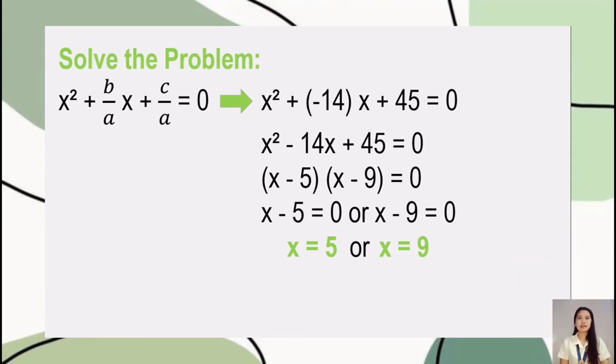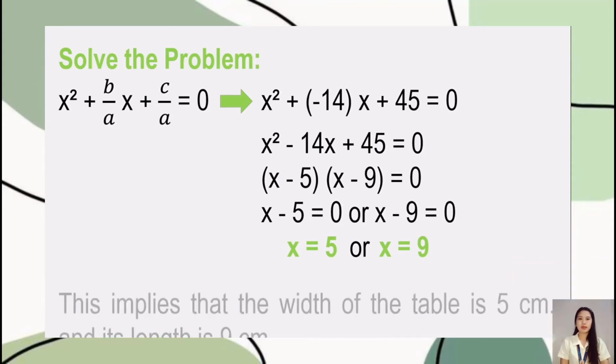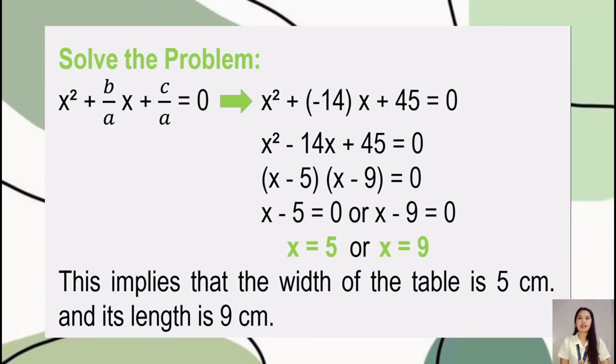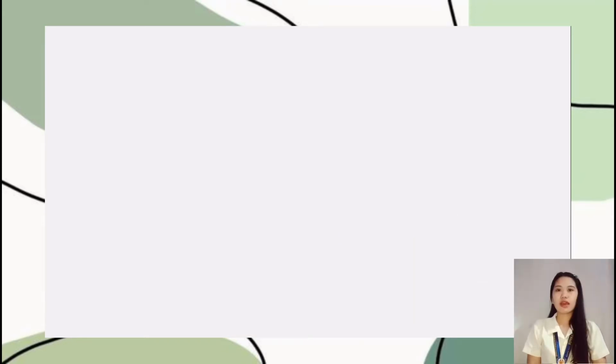So this implies that the width of the frame is 5 cm and its length is 9 cm. Now, how can we know that the length is 9 cm? We all know that the length is always longer than its width. Now, let us check. Let's go back to the problem.